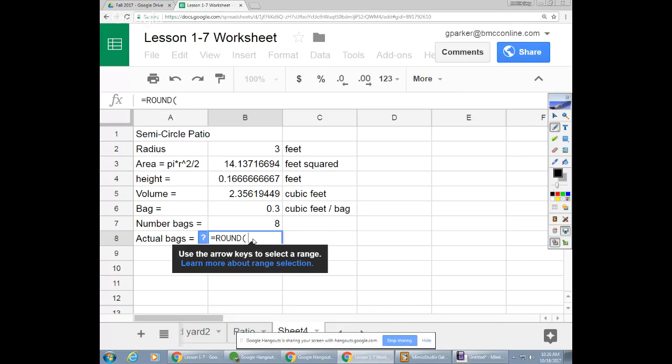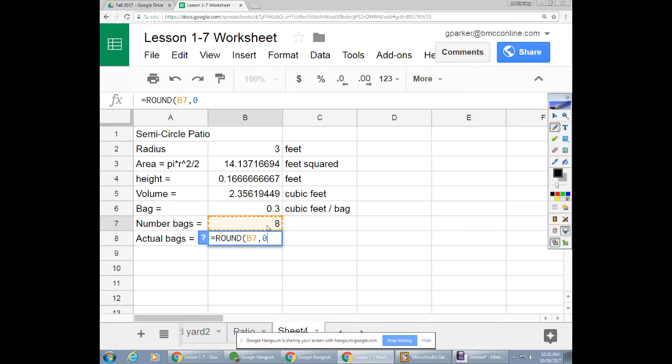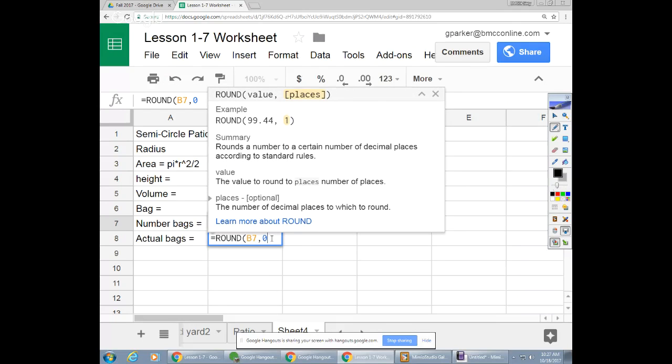All right, so I round, I give it the number I want, and then I do a comma and tell how many decimal places I want it to round to. So I'm gonna hit 0 because I don't want any decimal places. I just want a whole number. When you're unsure how to use one of these, there's the question mark. The question mark tells me what to do. Ah, there we go. So this tells me the rules of rounding.